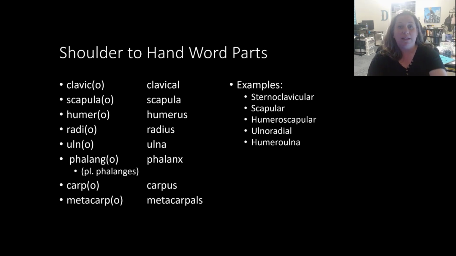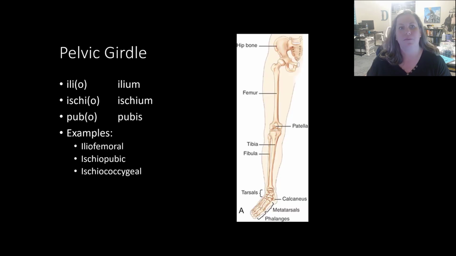And then the humeroulnar is going to be where the ulna connects to the humerus. And so this is just to give you an idea of how we can combine a lot of these words to give you a location, and joints are normally going to be named based on stuff like this.